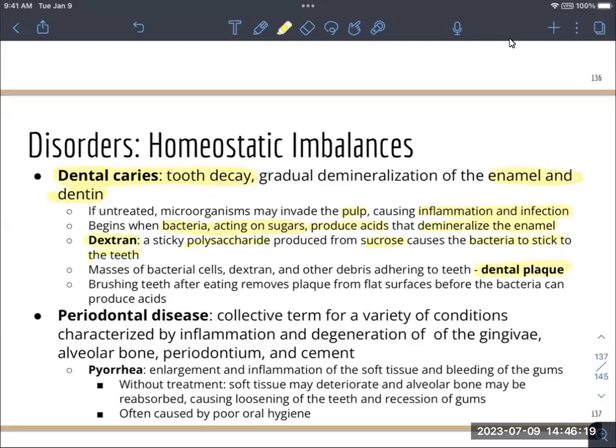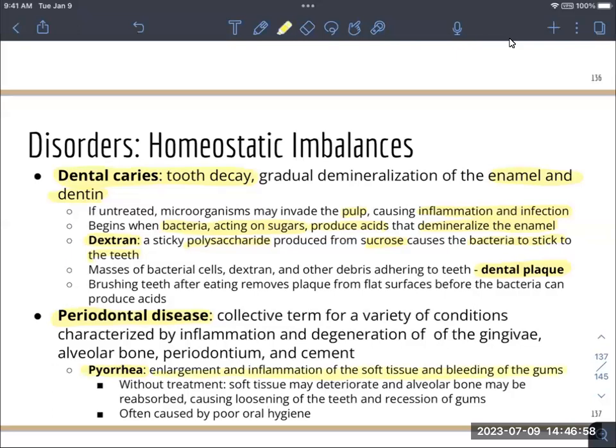When you brush your teeth, it helps to remove the plaque before bacteria can actually produce these acids and start eroding the enamel and the dentin. Periodontal disease is a bunch of different conditions. There could be inflammation or degeneration of the gingiva, the alveolar bone, the periodontium, and the cement. Pyorrhea is an enlargement and inflammation of the soft tissues, and it leads to bleeding of the gums.